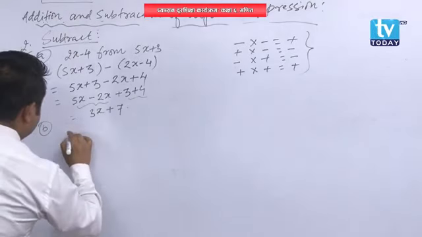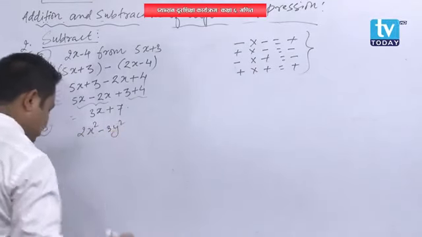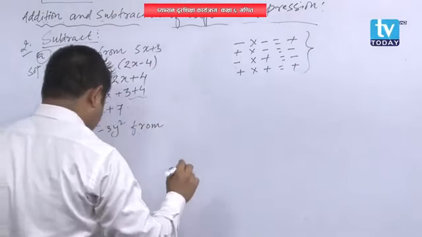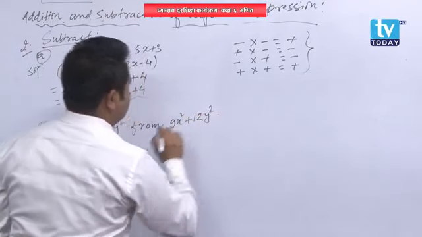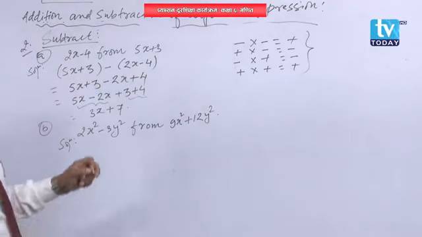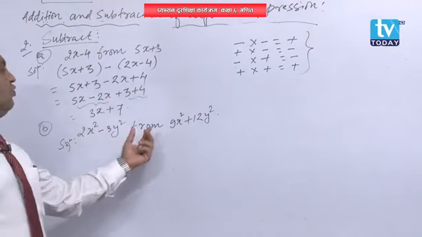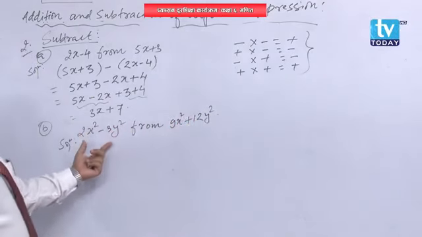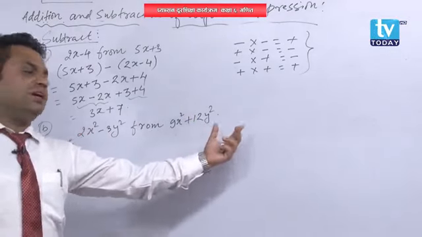Subtract 2x square minus 3y square from 9x square plus 12y square. Now, solution please here. We are subtracting 2x square minus 3y square from 9x square plus 12y square.